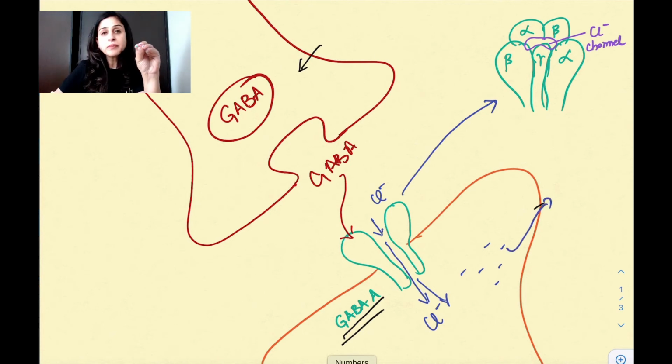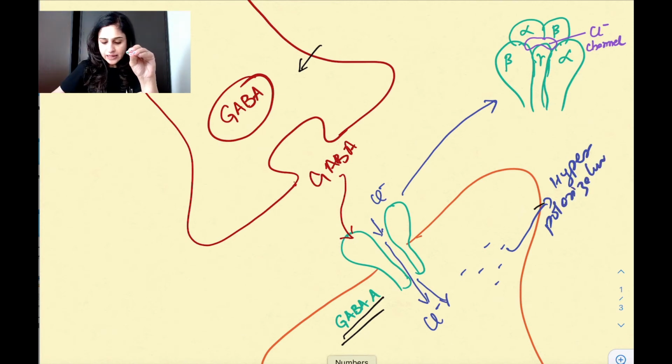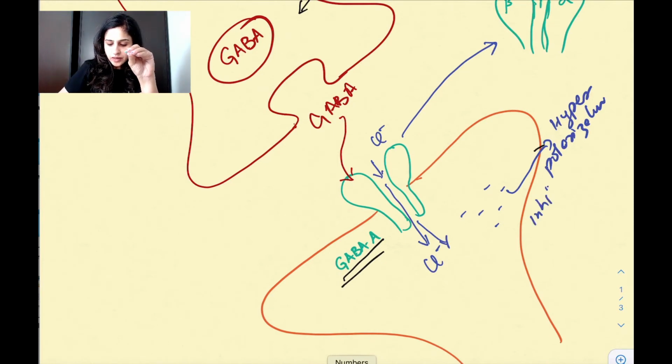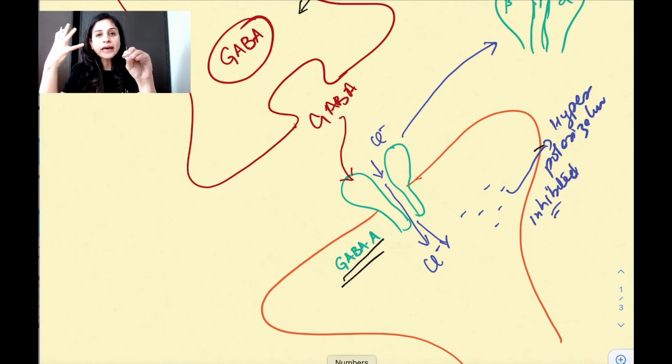In scientific terms, when the inside charge becomes negative, we call it hyperpolarization. So when the cell inside gets hyperpolarized, more negative, it is inhibited. So it is very difficult to stimulate this particular neuron. That's why GABA is a very potent inhibitory neurotransmitter in your brain. So it will inhibit the neuron, and this is how it inhibits the neuron.